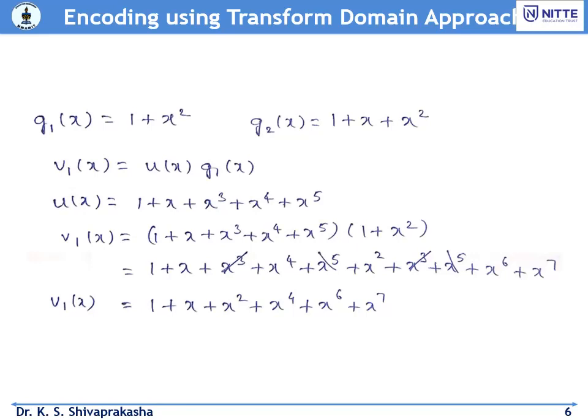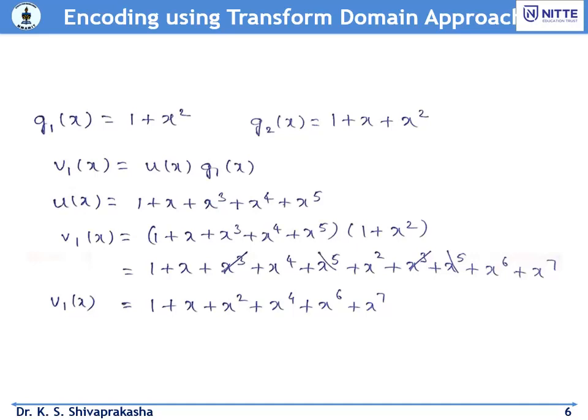The data that we had considered for encoding in the previous cases was 1, 1, 0, 1, 1, 1, 0, 1. So we need to write the polynomial domain representation of 1, 1, 0, 1, which is nothing but 1 plus x cube plus x to the power 4 plus x to the power 5. Then find the individual code polynomials v1 of x and v2 of x.